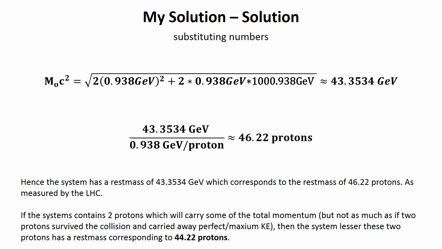When now substituting our numbers, we get the correct result for the rest energy of the newly created system after a total collision in the Large Hadron Collider. From this, we can now subtract the rest energy of 2 protons.